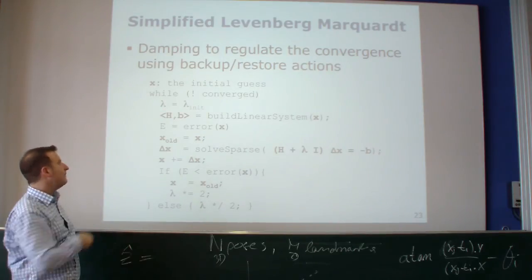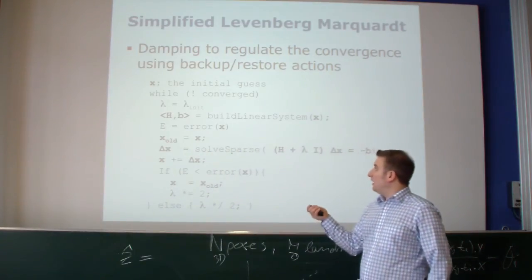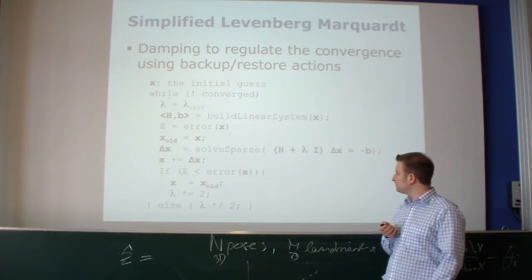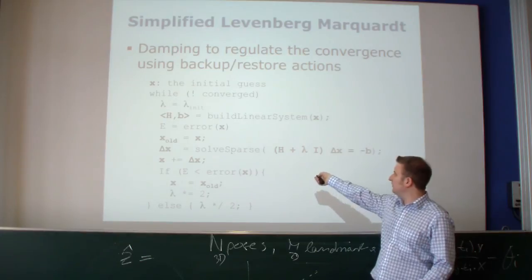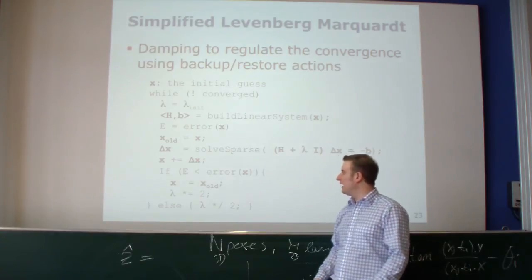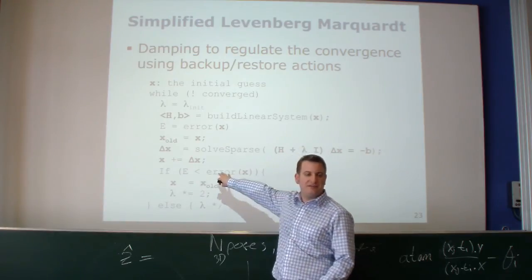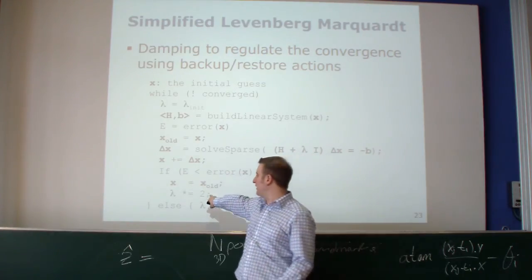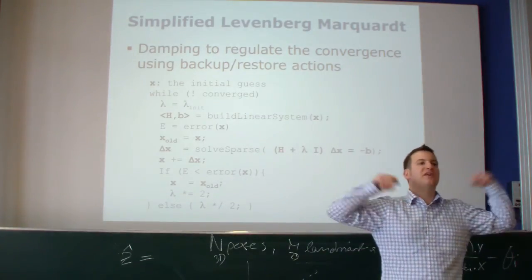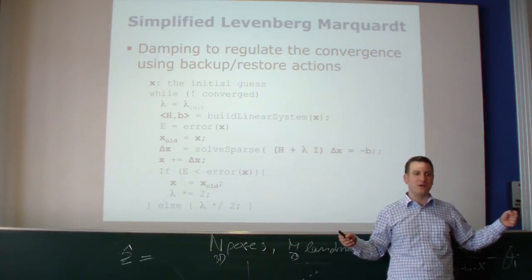So I start with an initial lambda. I build my linear system in exactly the same way that I did before. I store the current error I have. Then I solve my sparse system, but now the sparse system has this lambda times identity term in here. I update my system and I check if the error has been reduced after the solution. If this is not the case, it's likely that I screwed something up, so I back up my original system and increase my lambda factor. So I simply did some change which led to an error configuration which is higher than the error configuration I had before, something I really don't want.